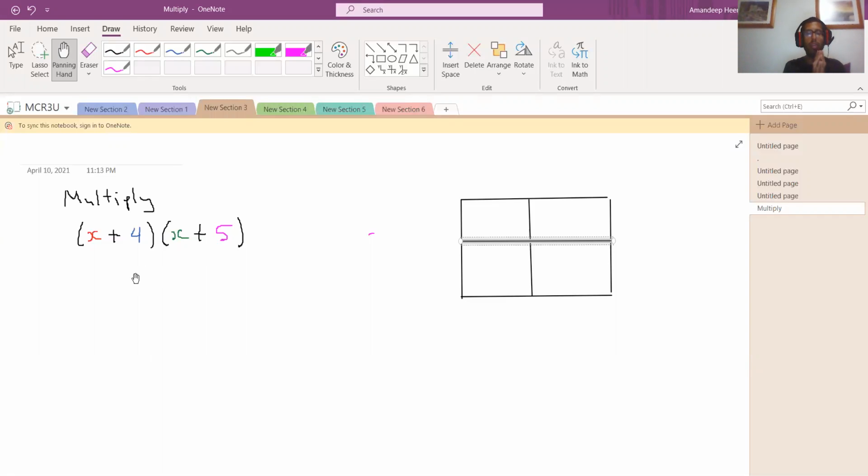Now notice that I use different colors here. For this x I use red. For this 4 I use blue. For this x I use green. And for this 5 I use pink. I do that because it will help you a lot when you're first trying to learn how to multiply binomials. So you might want to put different colors for each of the terms. Now that's an aside.